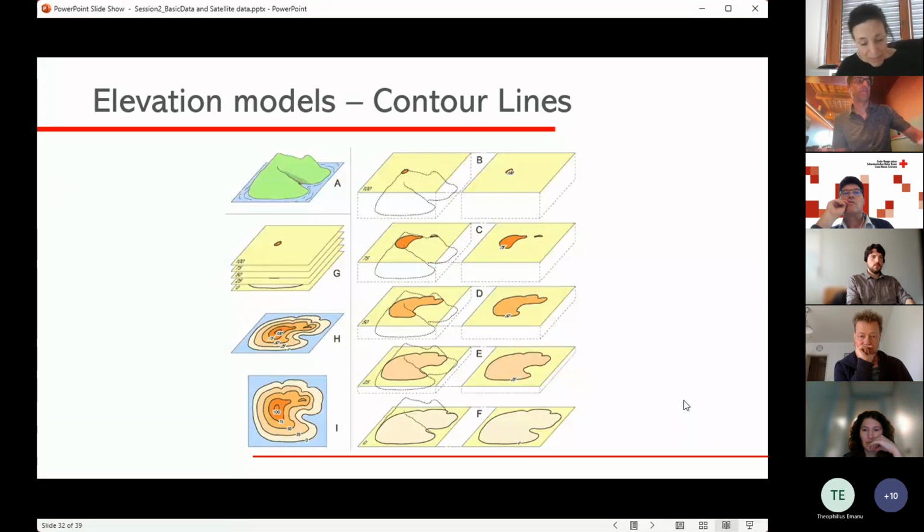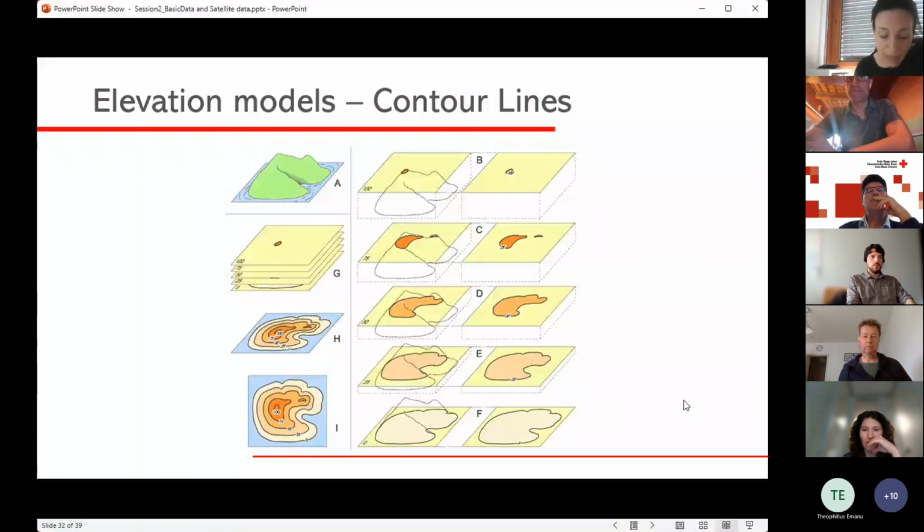Another way elevation is visualized on maps is through contour lines. Contour lines give an idea of relief in topographic maps. They are lines that join points with the same height with regard to a level 0 reference. So that's picture number 8.